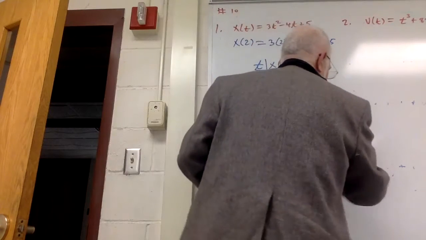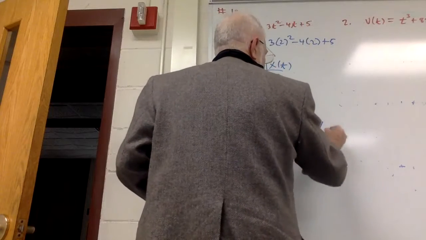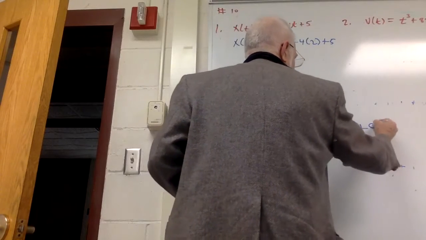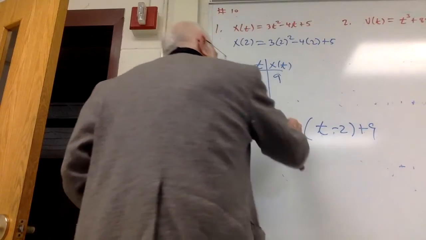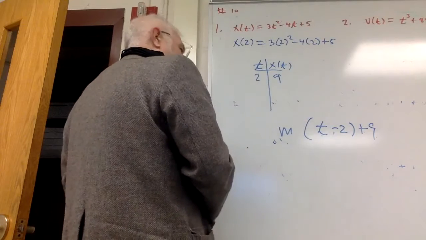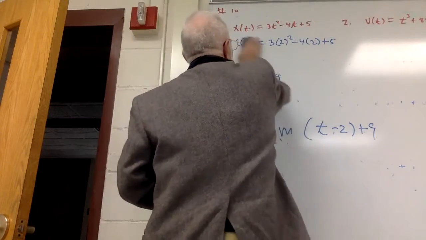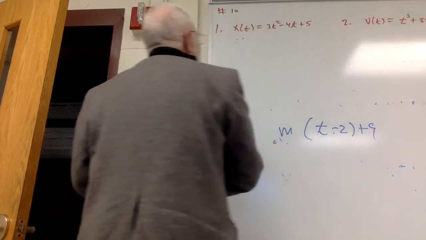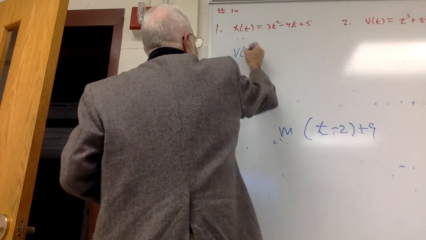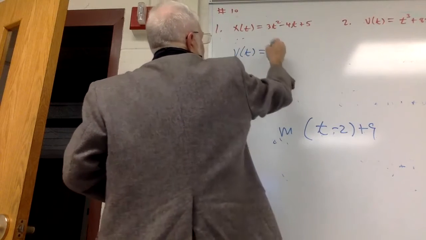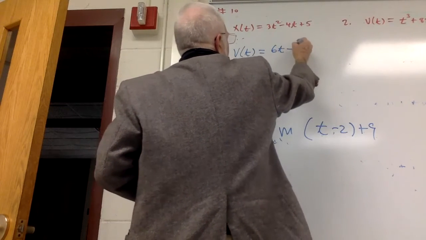Therefore, for the point, t minus 2 plus 9 is what I'll be looking for. Now I need the slope at that point. Slope comes from taking a derivative of a function. In this case, we're looking at velocity. The velocity would be 6t minus 4.